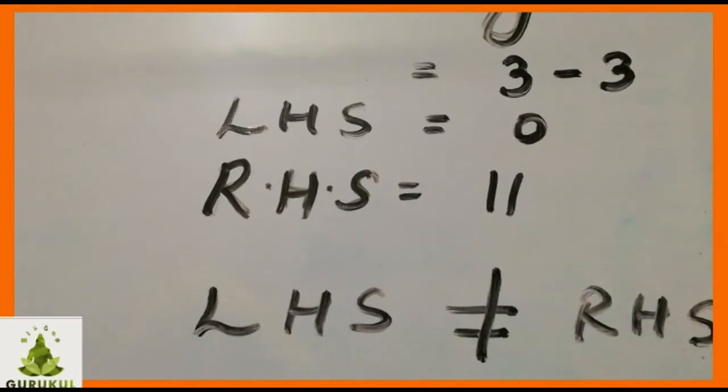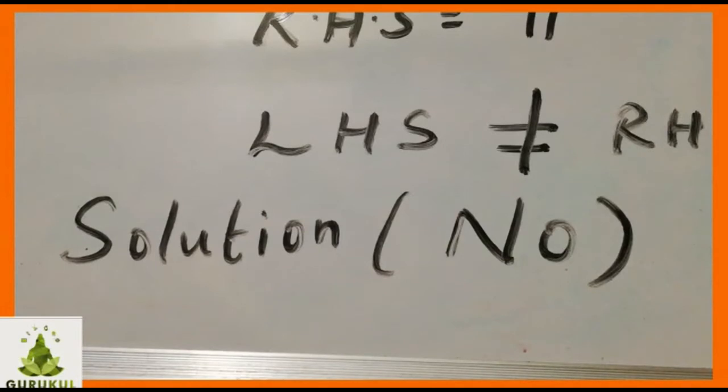Is that clear? You write this way and then after that you can write in table format also. Now is it a solution? No, it is not a solution because LHS and RHS are not equal. So it is not a solution. Y equals to 3 is not a solution for the equation.